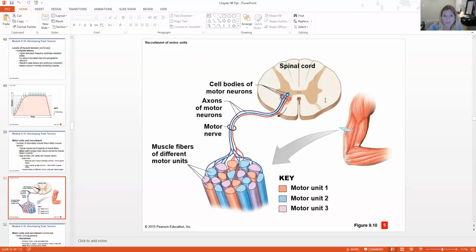So here you see what I mean. This is like the triceps muscle, and all these different colors are just showing the different motor units, and they're kind of sprinkled throughout the muscle group.